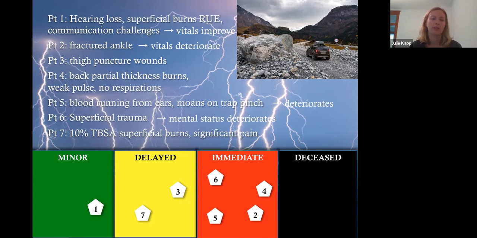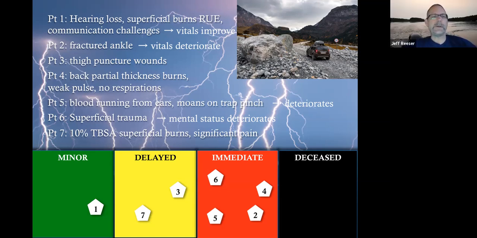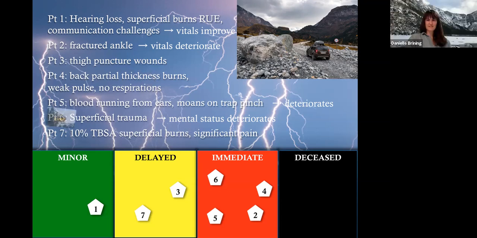Just because 4 has no respirations, but 5 has some. Yes, 5 you don't have to give rescue breathing or CPR on. He's deteriorating, but his vitals are there. I think we'd want to get 4 moving, right? I think I'd want to fly him.